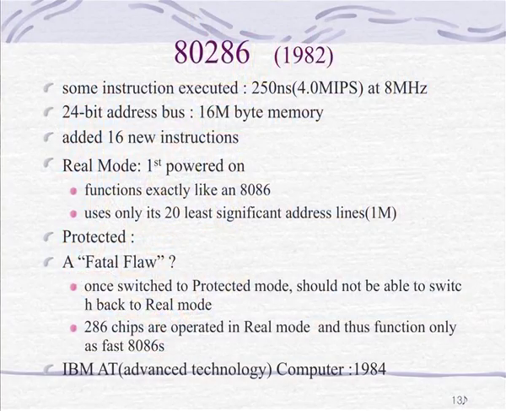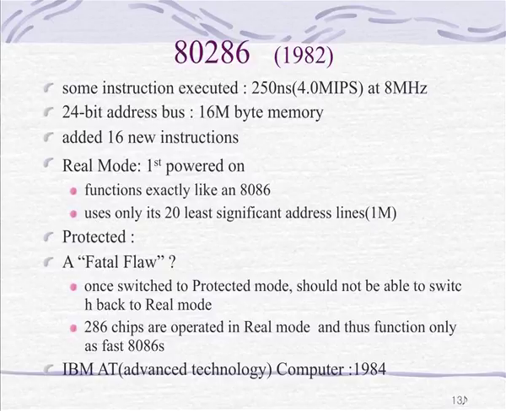Now we come to the next processor, that is 80286. This 80286 was developed in the year 1982. The instruction set is powerful as compared to the previous processors. Some instructions executed in 250 nanoseconds. The overall speed is 4 MIPS, that is 4 mega instructions per second at the clock frequency of 8 megahertz.